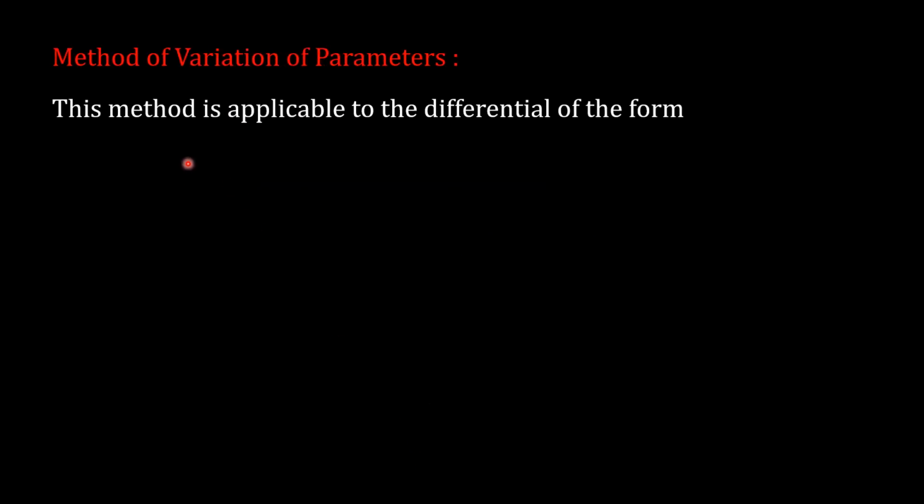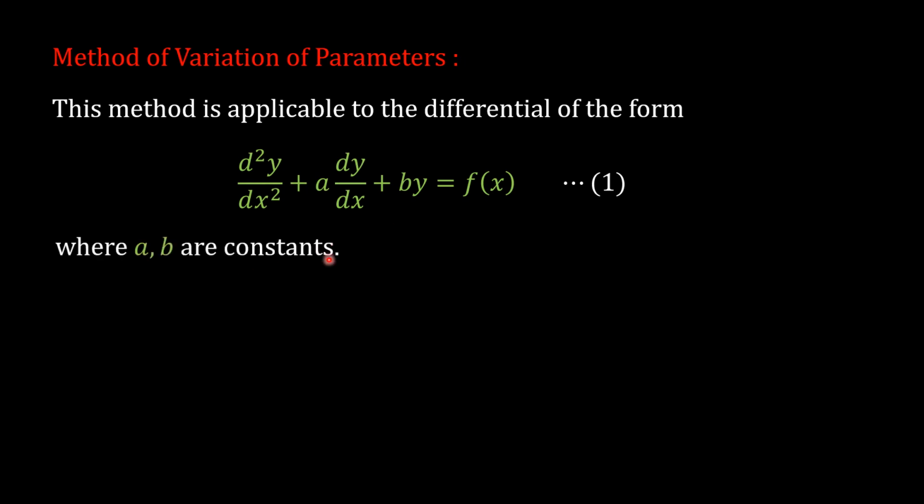This method is applicable to the differential equation of the form d square y upon dx square plus a into dy upon dx plus b into y is equal to f of x. So here particularly we have considered the second order linear differential equation, which is non-homogeneous. These a and b are constants. So this is a linear differential equation with constant coefficients, which is of order 2.